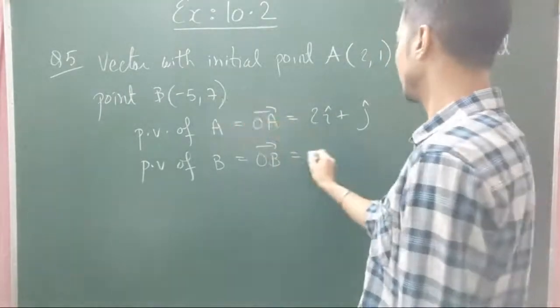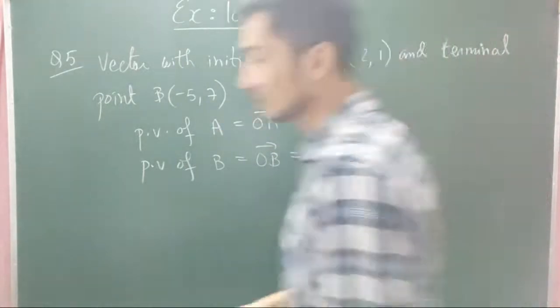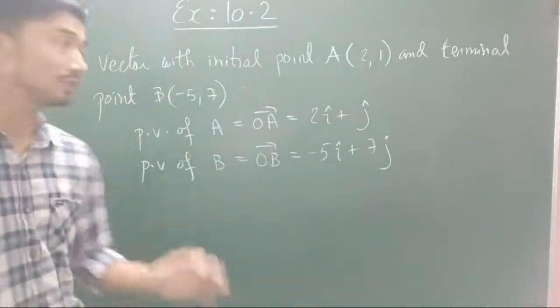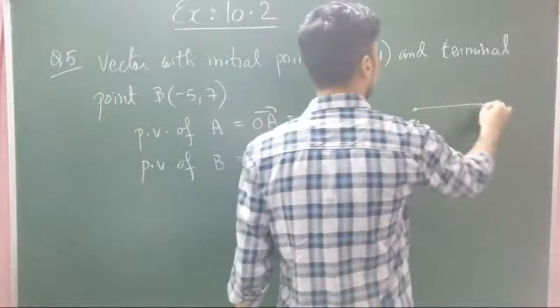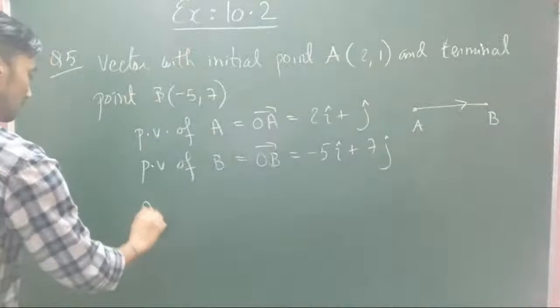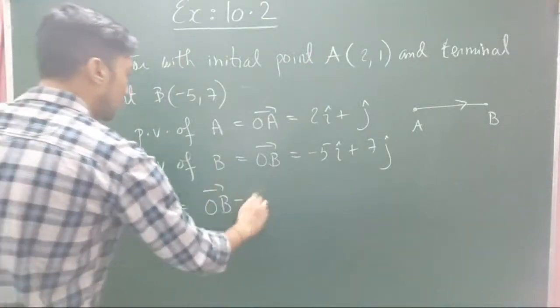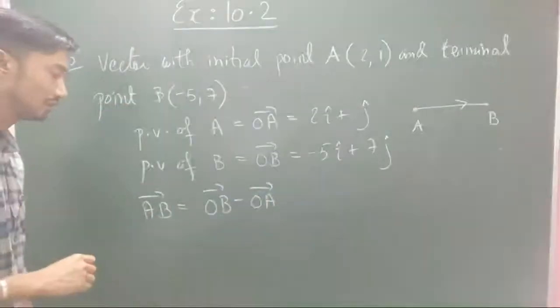OB would be minus 5i plus 7j. So the question is, find the scalar and the vector components of the vector with initial point A and final point B. So that means we have to get the vector AB. So vector AB will be OB minus OA. This also I've discussed in the previous lectures.